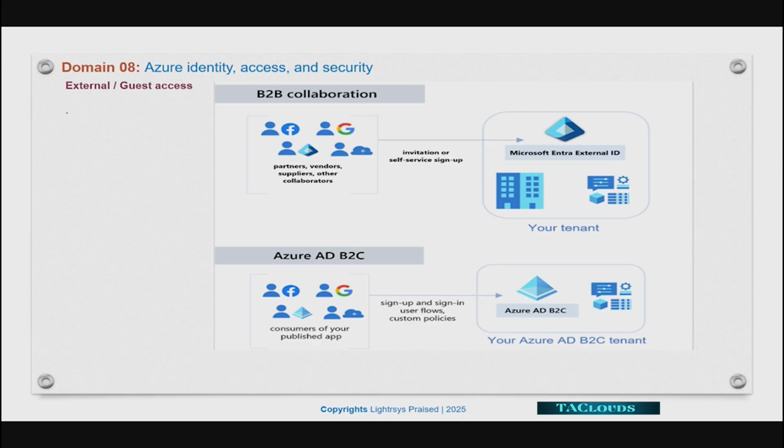So this is the image if you want to understand B2B and B2C. For example, if you see here, these are only normal users, Facebook users, Google users, or all these different users. They want to access the resources of a company like my cloud. They can access through invitation or self-service sign up. So they will simply go to the portal, use their Facebook account or Google account, and they will have one username and password, and they can log into my cloud services.